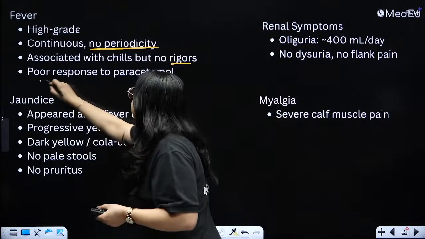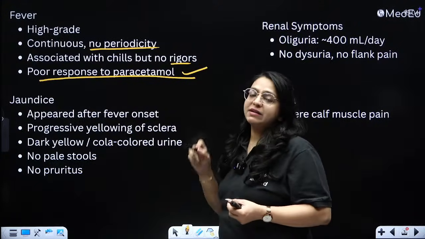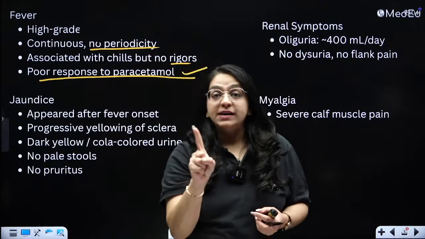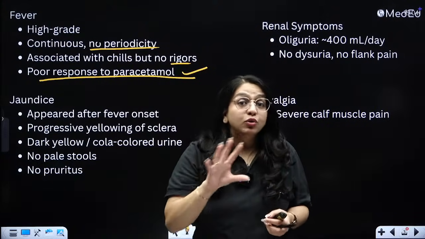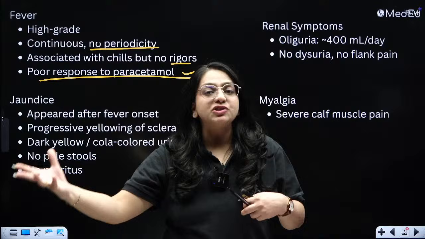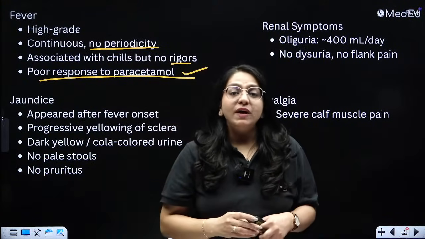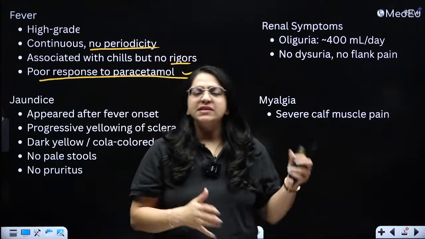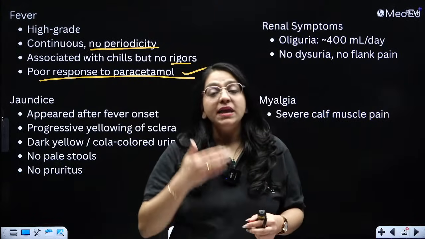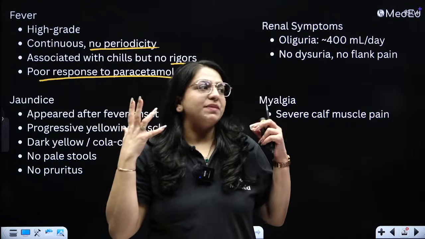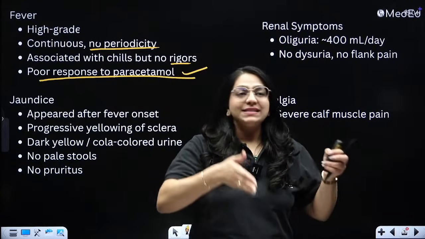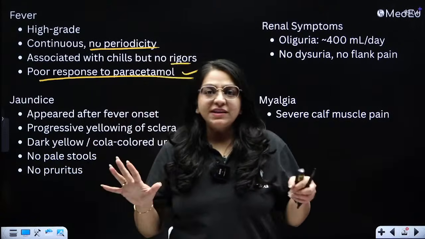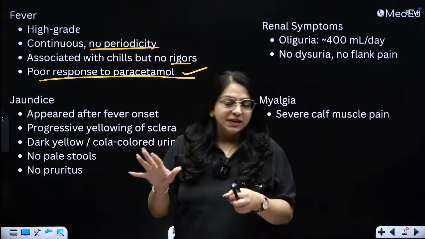Poor response to paracetamol. Now, this poor response to paracetamol is telling you that probably this fever is not just a prodrome to some other viral infection which is going to come. Whenever we teach you virology, whenever we teach you diseases, even if we are teaching you some respiratory diseases or skin diseases, even something as fatal as rabies, it starts as a prodrome with fever. So fever is just a sign of the body to tell you that something is wrong.